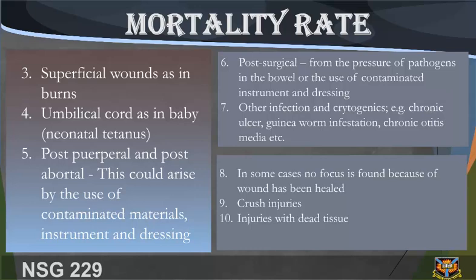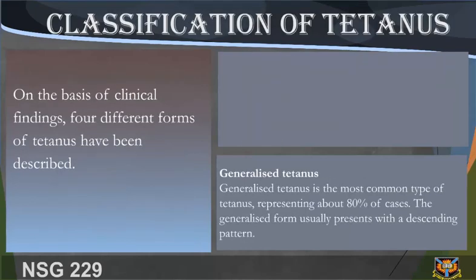8. In some cases, no focus is found because the wound has been healed. 9. Crush injuries. 10. Injuries with dead tissue. Classification of tetanus. On the basis of clinical findings, 4 different forms of tetanus have been described: generalized tetanus, neonatal tetanus, local tetanus, cephalic tetanus.